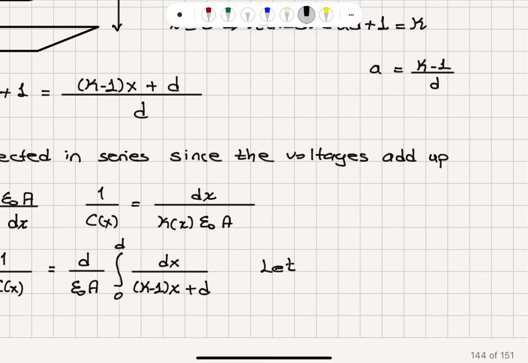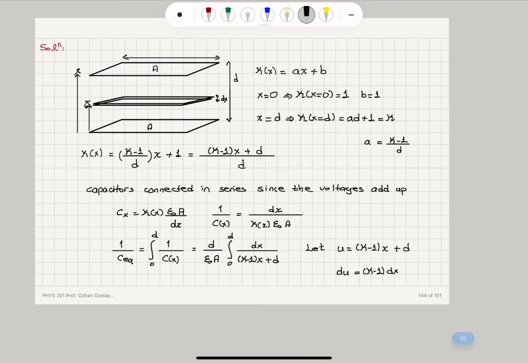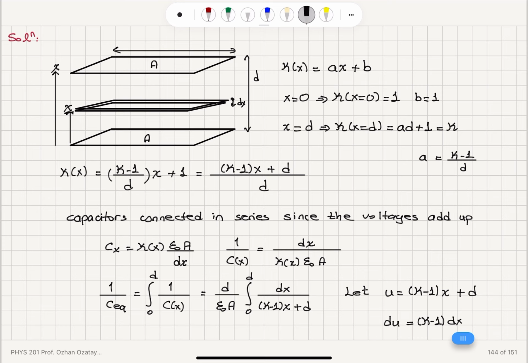And in order to perform this integral, I'm going to let u equal kappa minus 1 times x plus d, a transformation of variables, so that du will become kappa minus 1 times dx. And let's take it from here.